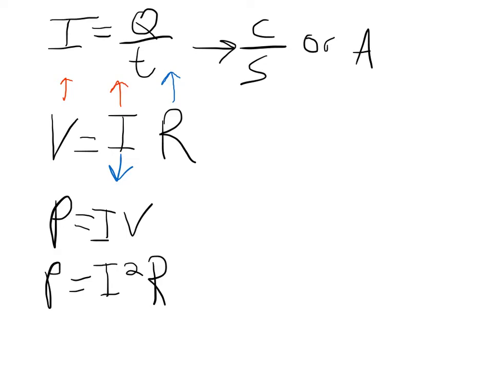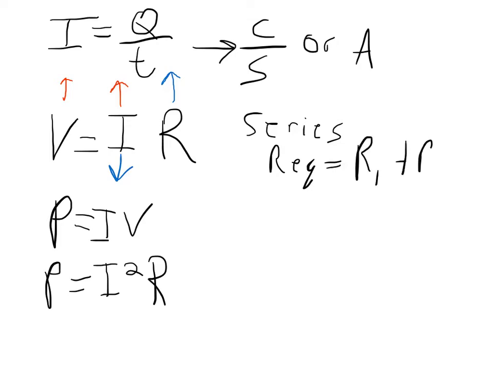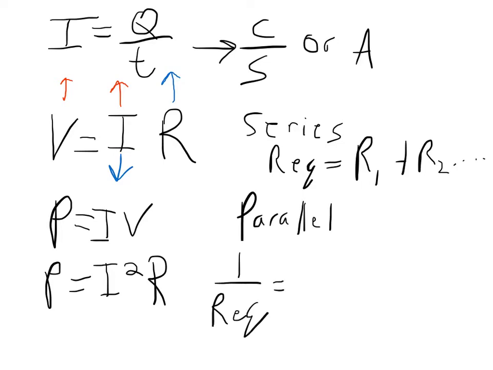You'll be asked to make some VIR charts and figure out equivalent resistance. So remember that in series, when you're finding equivalent resistance, you just add the resistors, and so on. In parallel, for the inverse of the equivalent resistance, you add the inverses. So you add the inverses and then take the inverse.